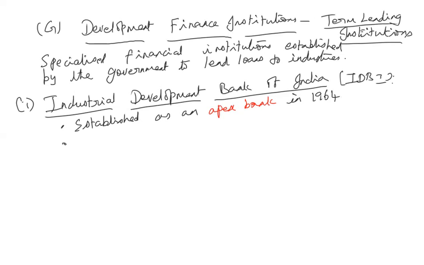So as an apex bank in 1964. So mostly IDBI lends long-term loans for what are called greenfield projects. Greenfield project means green technology, without any pollution. Whichever industry is undertaking that kind of technology, that involves a huge amount of expenditure. So IDBI specifically lends loans for those industries who want to use that kind of technology. For any greenfield projects, it provides long-term loans.